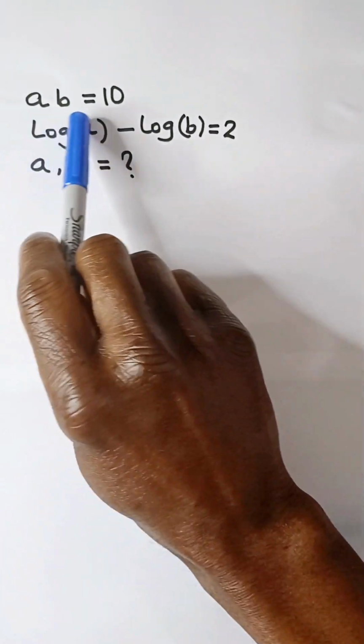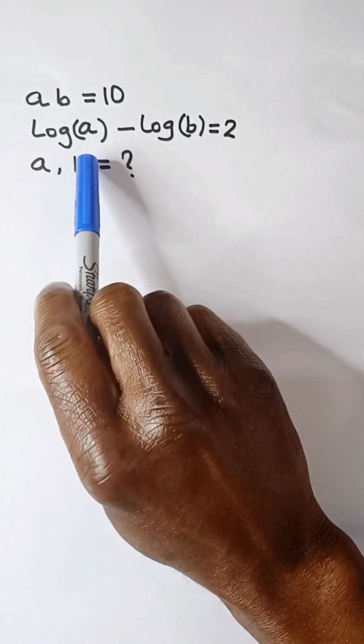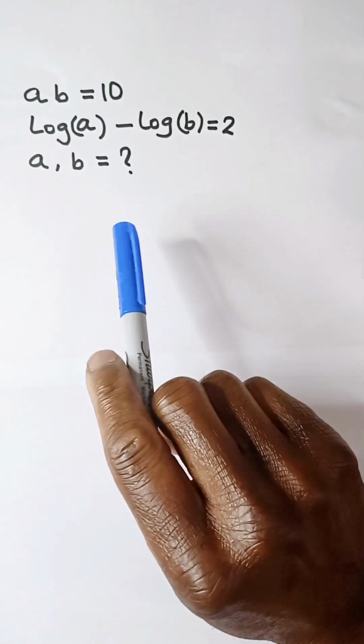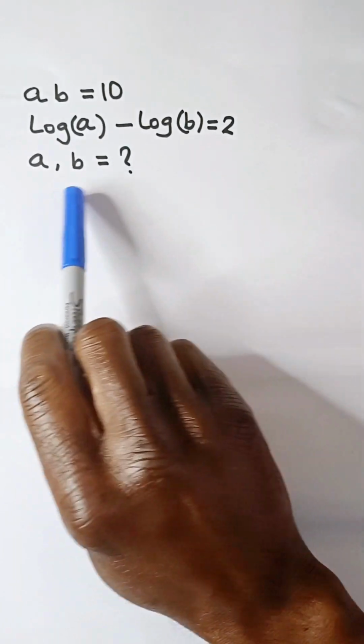We have AB is equal to 10. Log A minus log B is equal to 2. AB is equal to what? Let us go ahead and find the values of A and B.